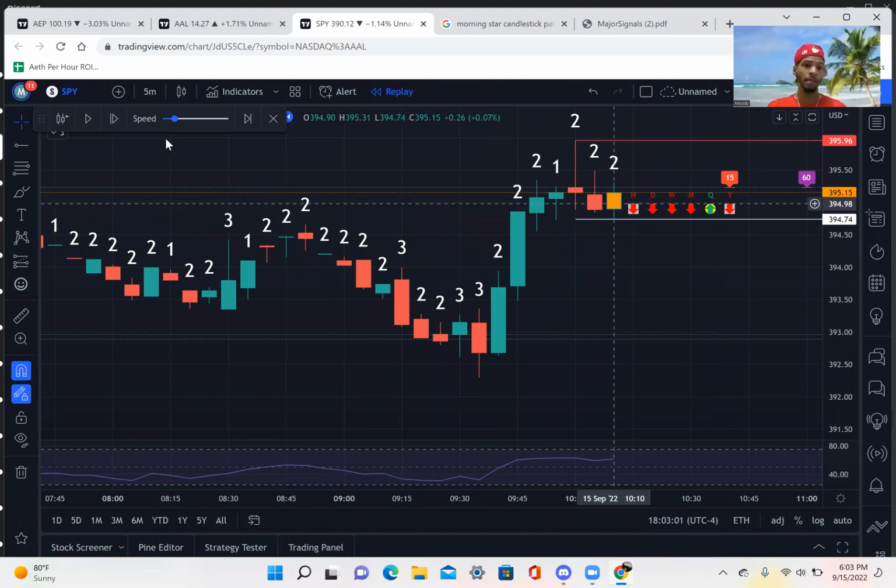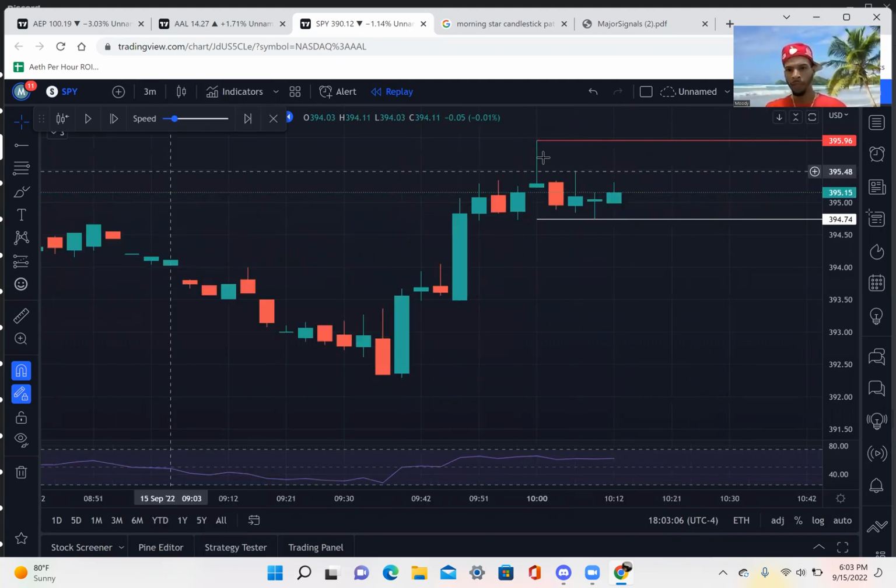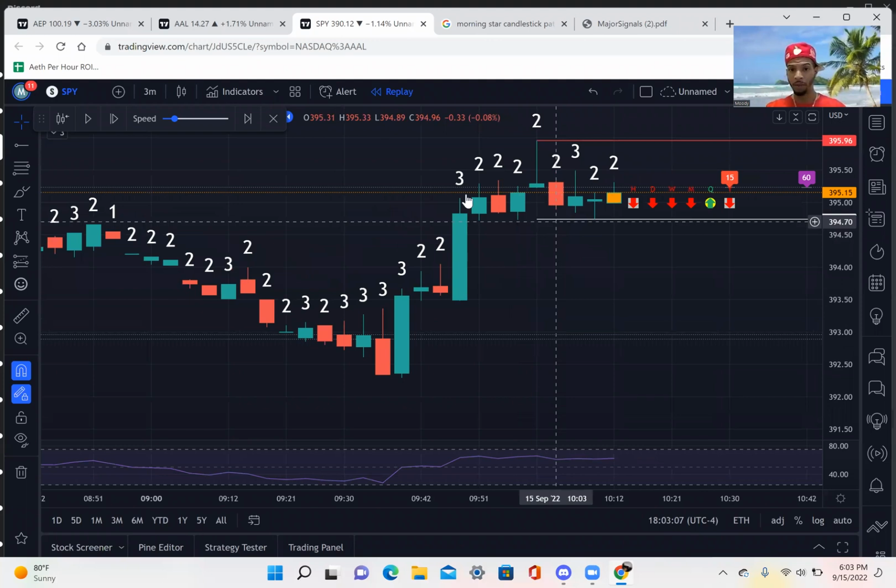I trade on a 1-minute, but let's take it to a 3-minute. The evening star is already telling you: bull flag, consolidation. We broke the bull flag and came back down with an evening star. That's how I read the candles. I read them with patterns and with price action, on what it's trying to tell me.